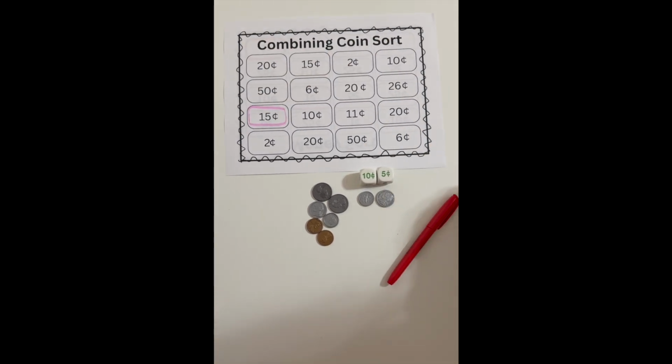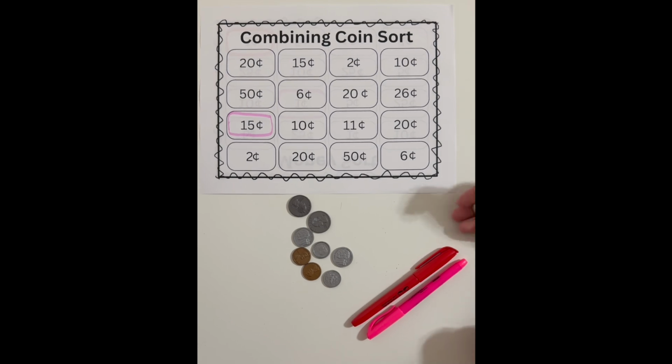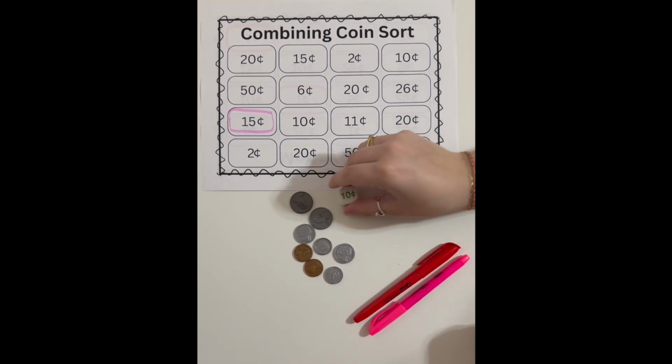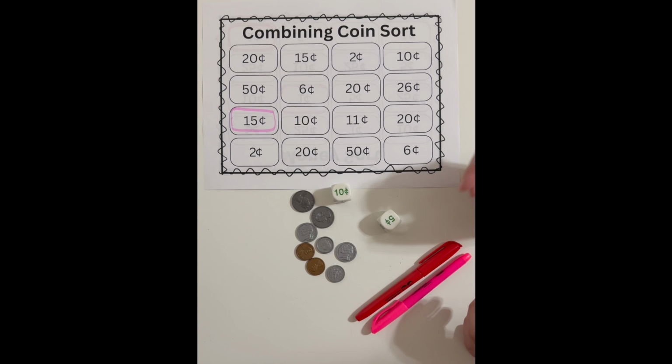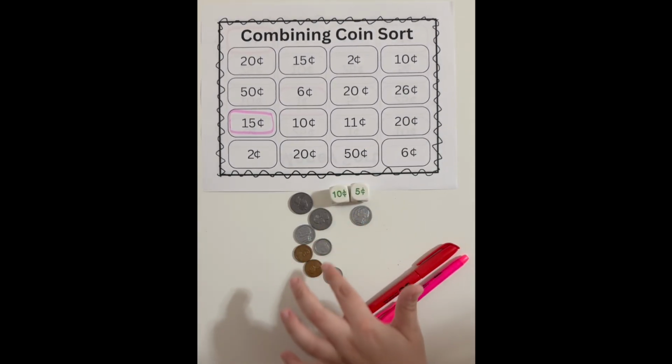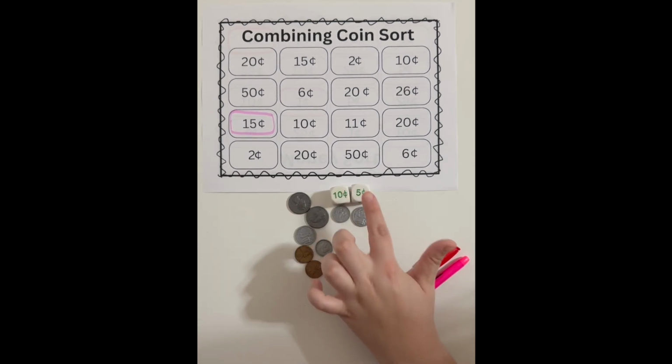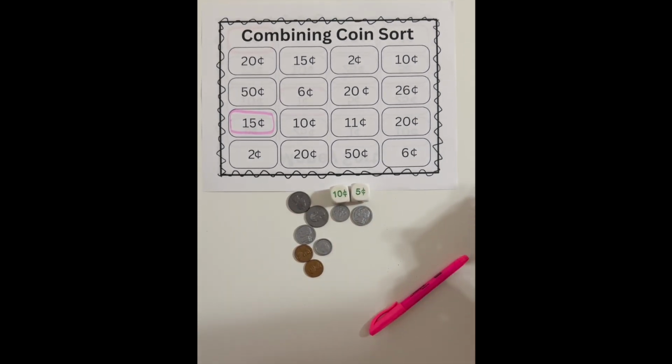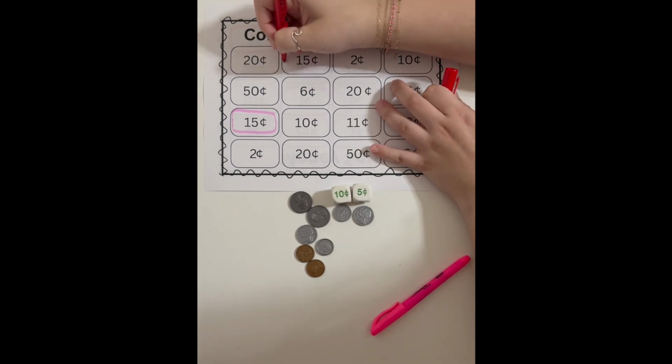outline it. Then student B in the red will roll, and she will roll a 10 cent and a 5 cent, and she will find those in coins, and then she will add the two together to get 15 cents, and then she will outline it.